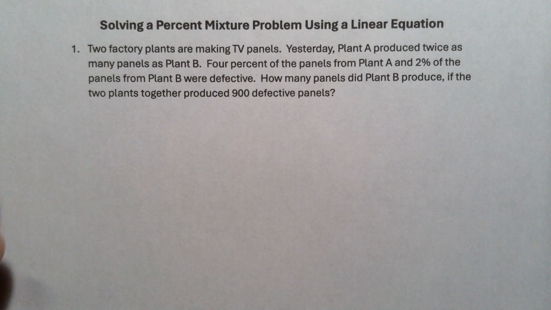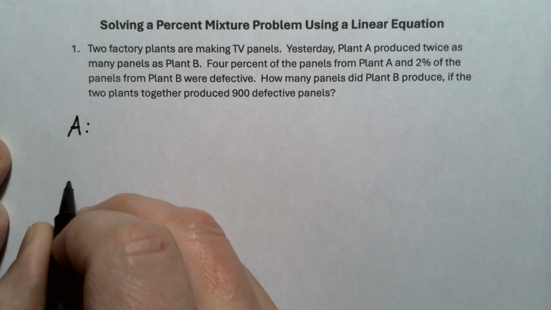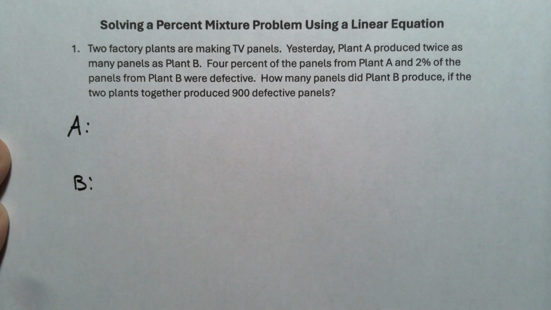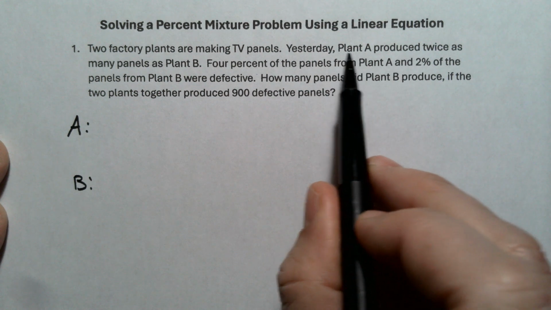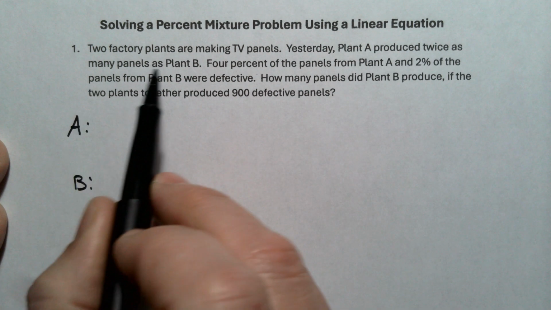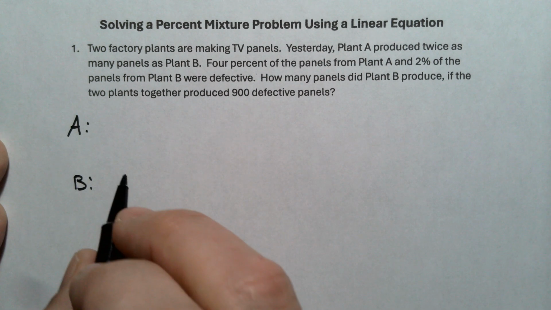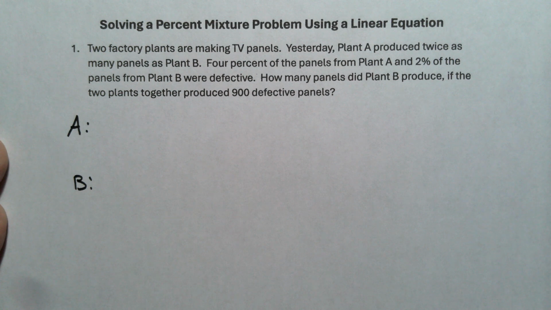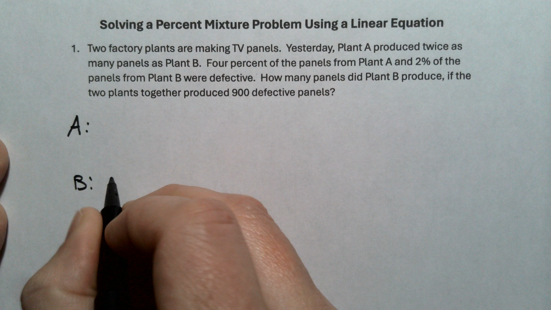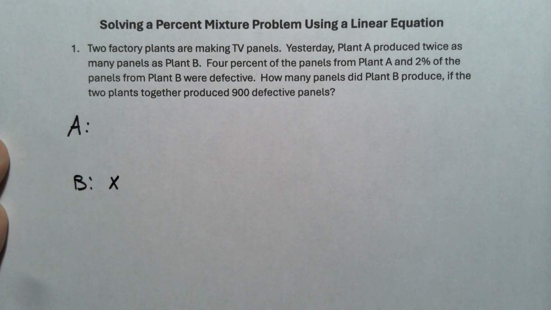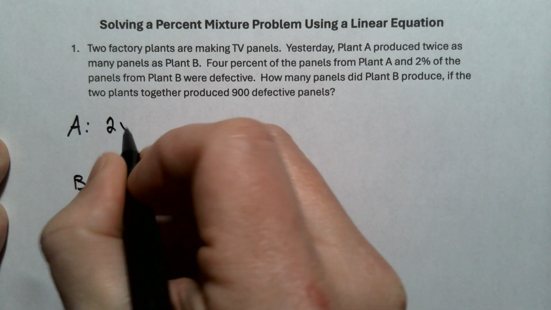Okay, so I'm going to split this up into A and B. Plant A, I'll call A, and plant B, I'll call B. So first let's do how much. Plant A produced twice as many panels as plant B. If we weren't given another amount besides that, just that they relate to each other and that A produces twice as many as B, so I'll say if B produces x amount of panels and A produces twice as many, then A produces 2x.